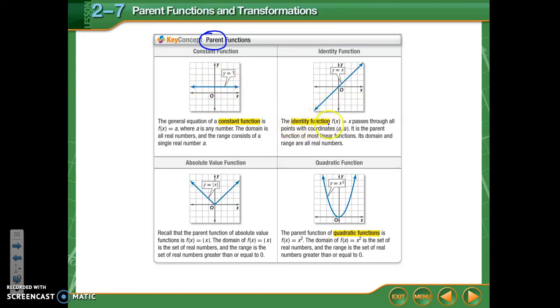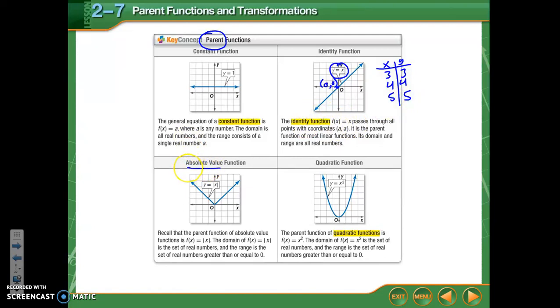Then we have the identity function. The identity function is a line that goes through (0, 0). So the identity function will always go through (0, 0), and it will always have this equation, y equals x. The reason it's called the identity function is because if I plug in 3, I get 3. If I plug in 4, I get 4. If I plug in 5, I get 5, and so on. So it goes through (0, 0), and it has a slope of positive 1. That's the identity function. All of the ordered pairs have the same x and y values.